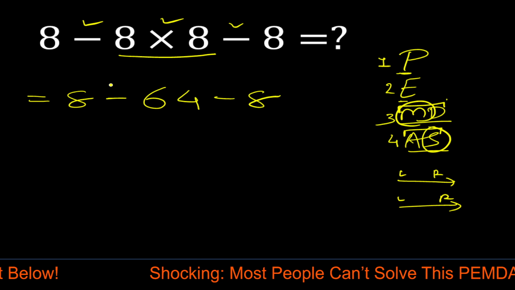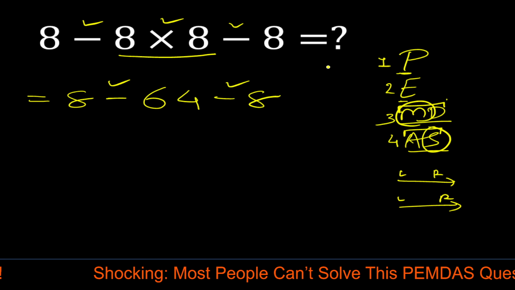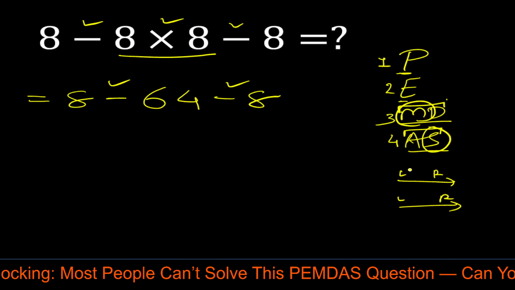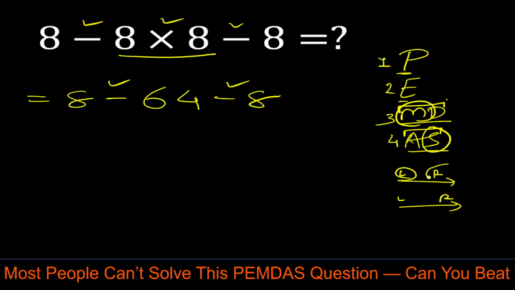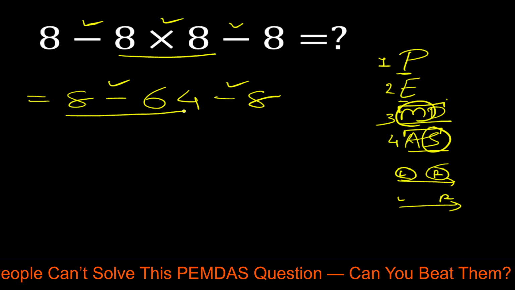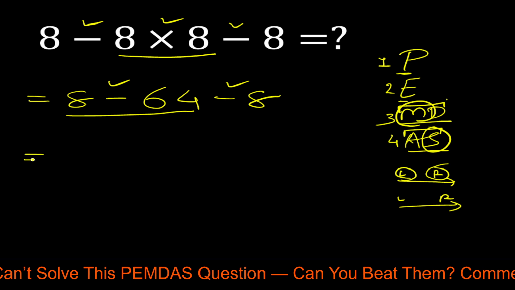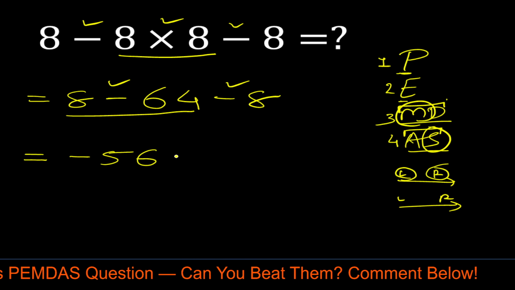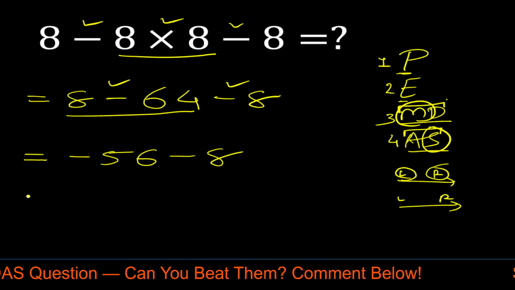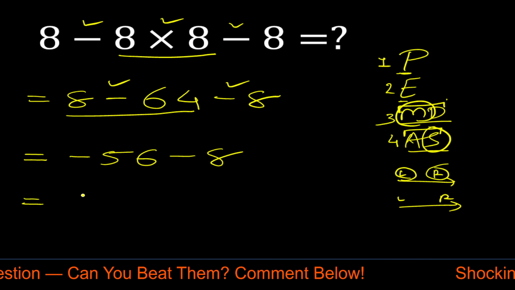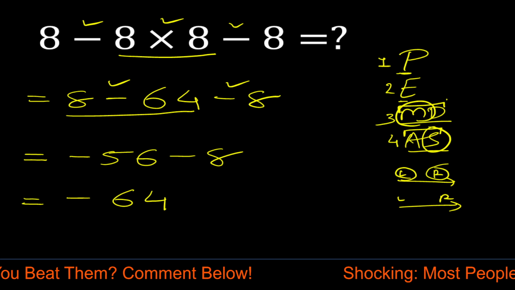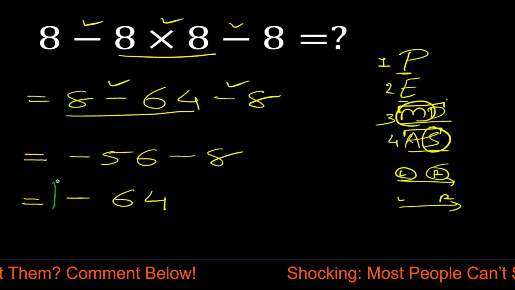minus 8. Now here we have subtraction and here subtraction, and both have equal priority, so we have to solve it from left to right. So first we have to solve this subtraction, right? So 8 minus 64 is equal to minus 56 minus 8. So minus 56 minus 8 is equal to minus 64, right? So the correct answer is minus 64.